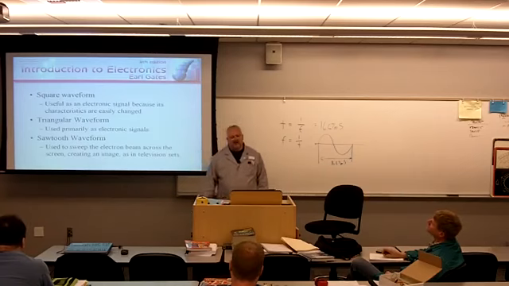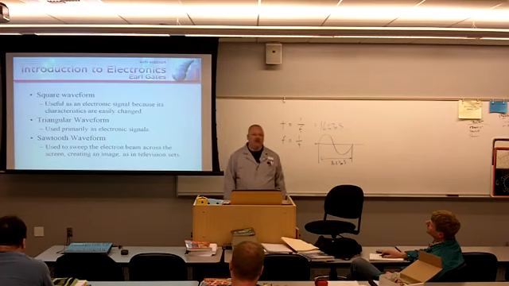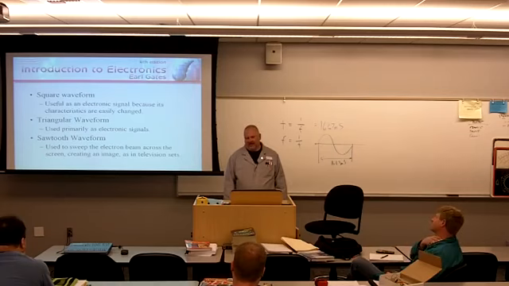Square waveform is useful as an electronic signal because its characteristics are easily changed. Triangular waveform is used primarily as an electronic signal. When I use the term signal, I use it accurately. Signal means intelligence is behind it. It's what my job classification in the military used to be: signal intelligence, electronic intelligence, SIGINT. If you have a signal, it means intelligence is behind it.